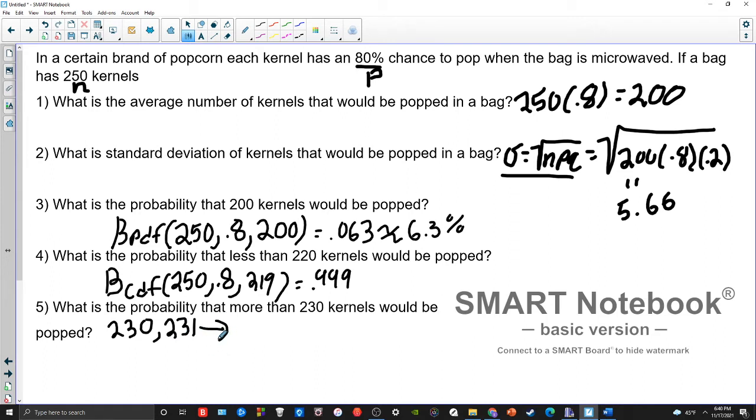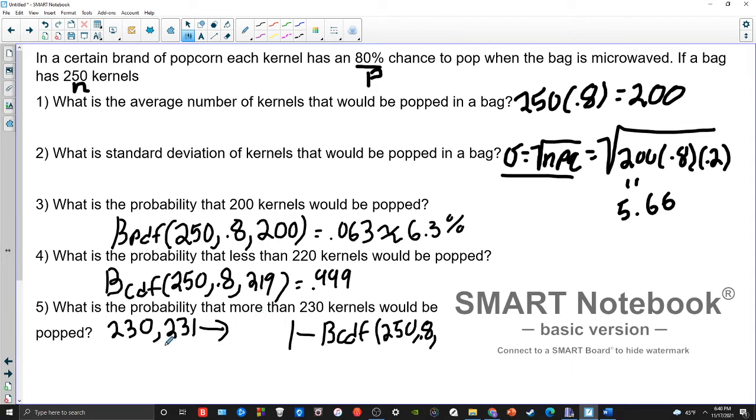So if I'm going up, that's my first clue. Okay, 1 minus binomial CDF, because I'm going up. So I know it's going to have to be 1 minus. 250, that's the same. 0.8, that's the same. The question becomes, well, what goes here? So let's think. 230 and up. Well, I can't go up. I can only go down. The calculator only goes down. So I need to get rid of the lower end.